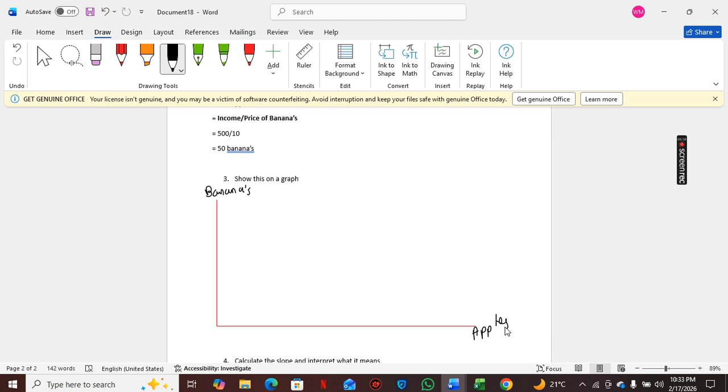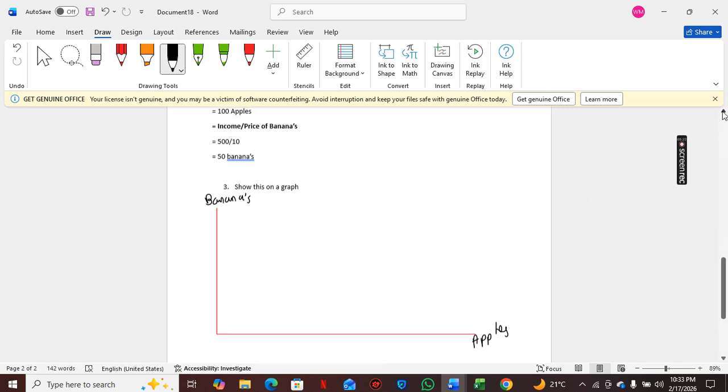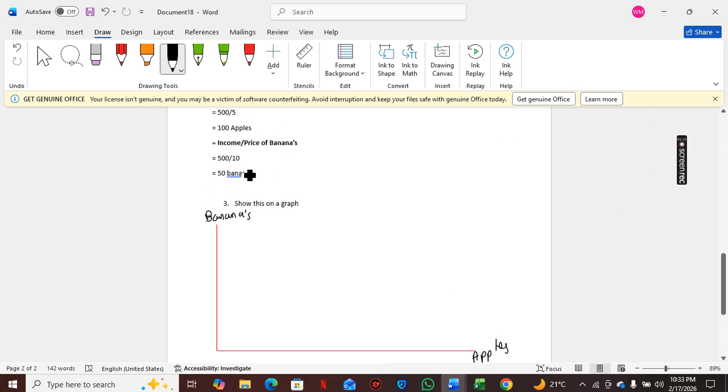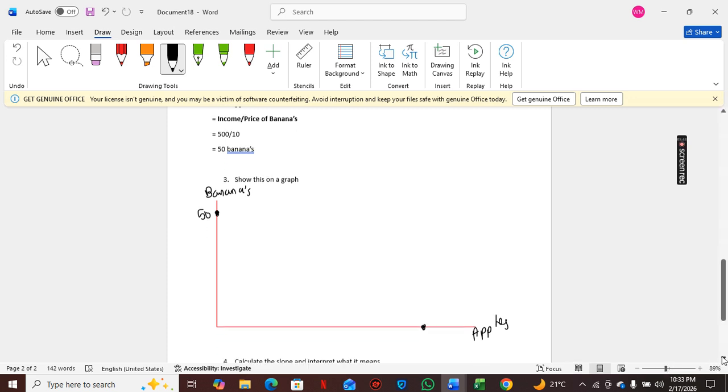So we come back to our intercepts. Okay, if the consumer just buys bananas, he can only buy 50 of them. So here, on the y-axis, we're going to put 50. If you only buy bananas, you buy 50. If you only buy apples, you can only buy 100 apples. So here you're going to put 100 apples.